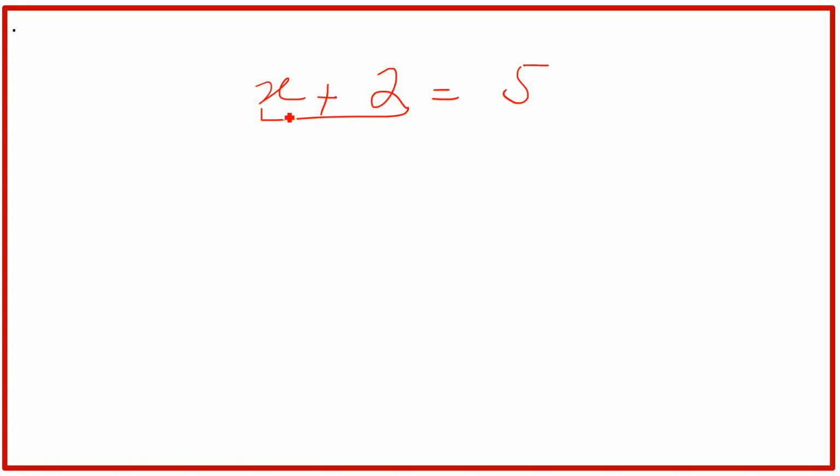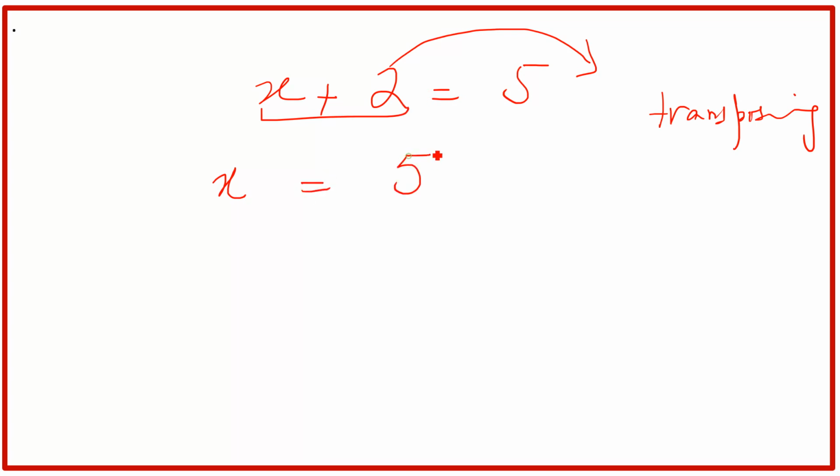So another way is you have to take this 2, because in x plus 2 we have positive 2 here, to the other side of the equation. This is the right hand side. It is called transposing. When you take any term to the other side of the equation, this is called transposing.